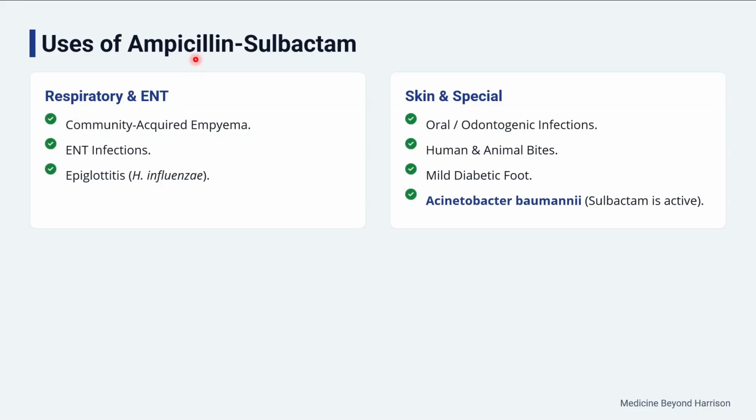Use cases of ampicillin sulbactam are now epiglottitis, ENT infection, community acquired empyema, zoonotic infections, human and animal bites, and mild diabetic foot infections. The main use of sulbactam is against Acinetobacter baumannii. Sulbactam is active, and when combined with ampicillin, there is more susceptibility and a beneficial effect in the treatment of Acinetobacter.